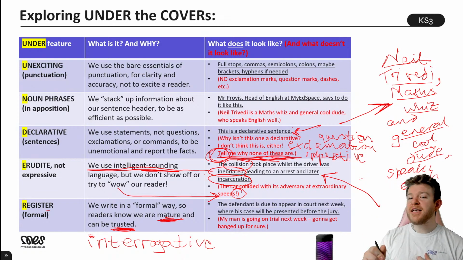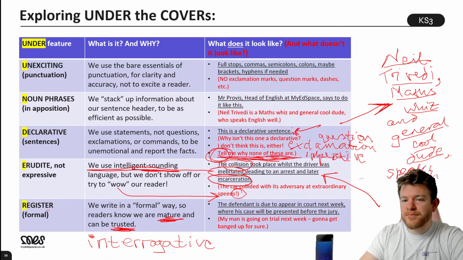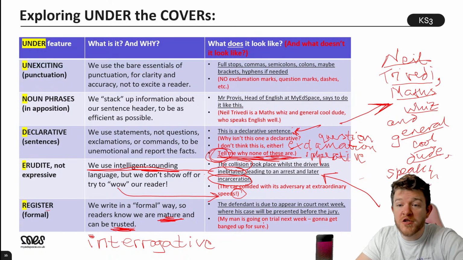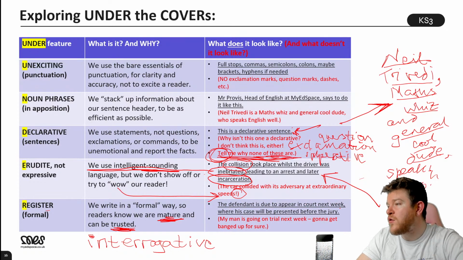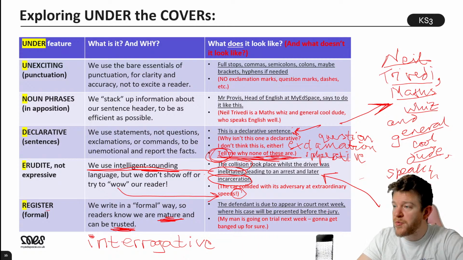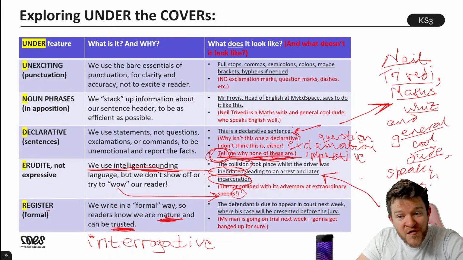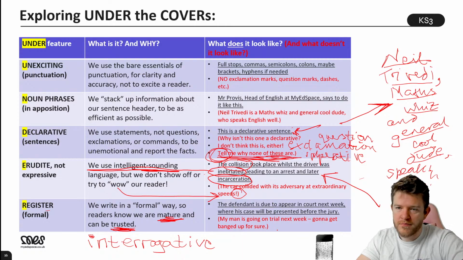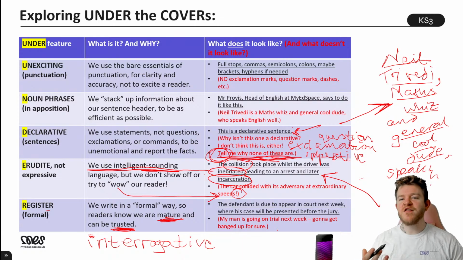Okay, so here's my example over here, and it's exactly the same thing. So here's my formal sentence at the top and my informal version underneath. Let's have a look. So the formal version is, the defendant is due to appear in court next week, where his case will be presented before the jury. If we were to do that in an informal way, we might say, my man is going on trial next week, gonna get banged up for sure. Okay, that is very informal.